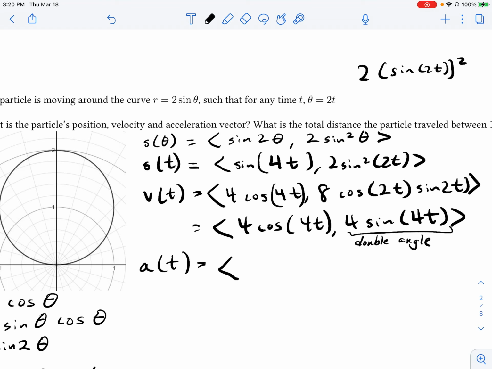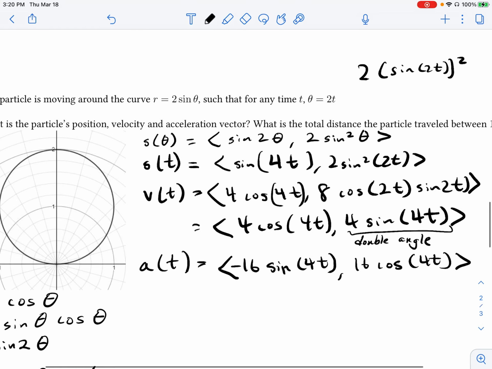All right. And finally, oh, not finally, we got one more thing after this, but the acceleration vector is going to be the derivative of all this. So we have negative 16 sine 4t. And the derivative of the y component is going to be 16 cosine 4t. All right, so we've got all three of my vectors.